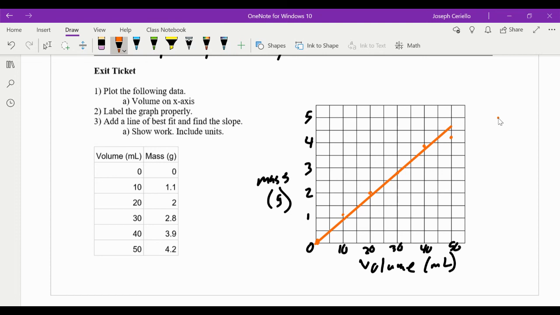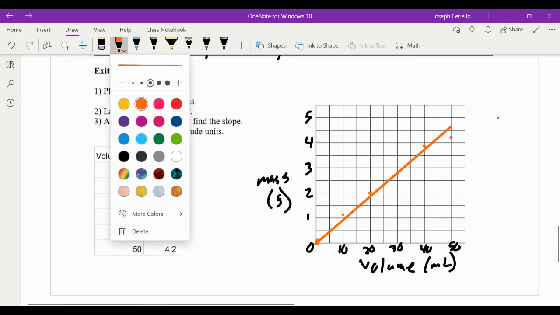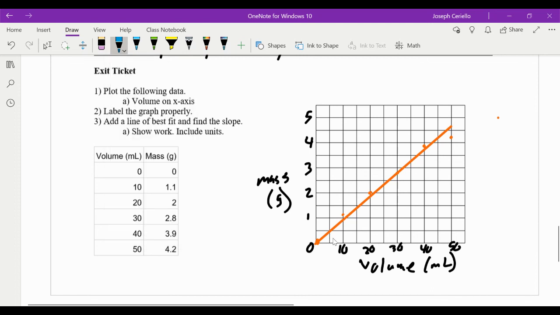So now using my line of best fit, I'm going to do rise over run. I'm not picking data points. Okay, so let's do rise over run to get the slope. I'll do it in blue. I'm going to go over to 50. So my run is going to be 50 milliliters. My rise is going to be, that looks like about 4.6. I think that's reasonable. Just making sure that that's right. Yeah, about 4.6 grams.